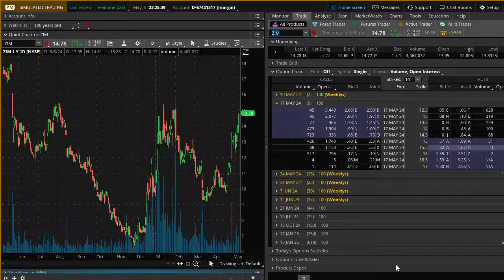Does it make sense? Do I want to buy Zim? Zim does not have dividends. Why would I buy a company that does not share the profits?